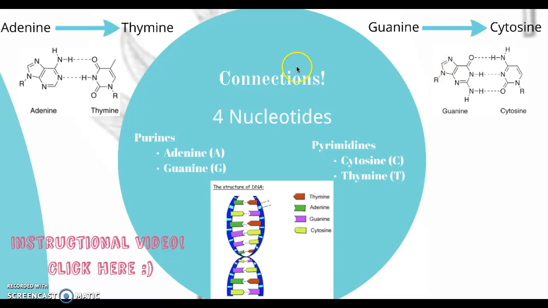All right? We do not need to know the structure of adenine, thymine, guanine, or cytosine, but you do need to know which one connects to which and whether it is a purine or a pyrimidine. And what kind of bonds holds the bases together?